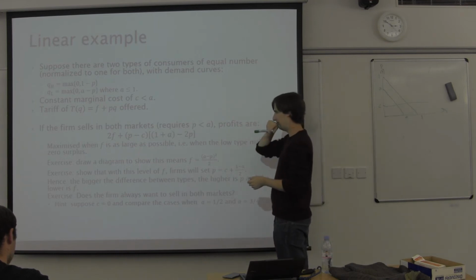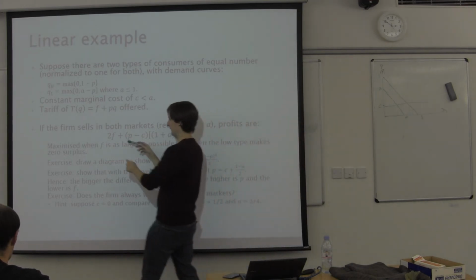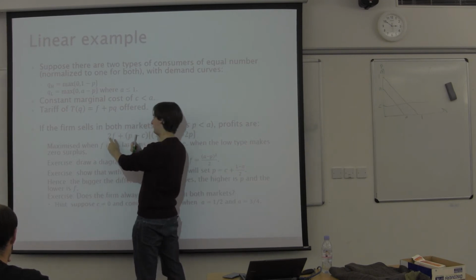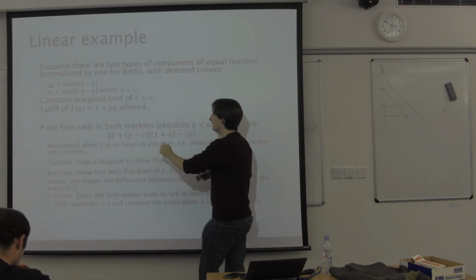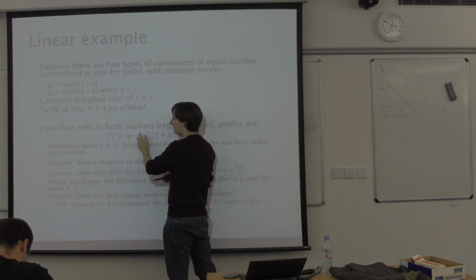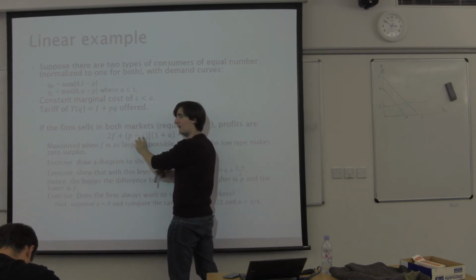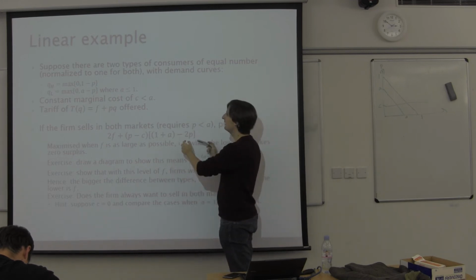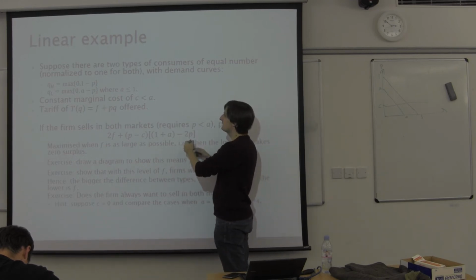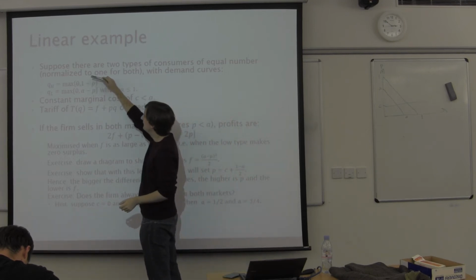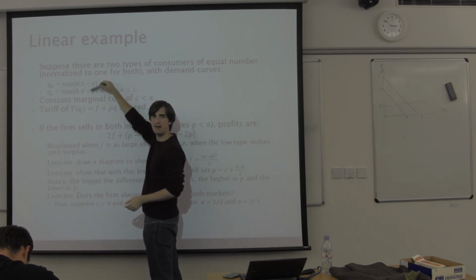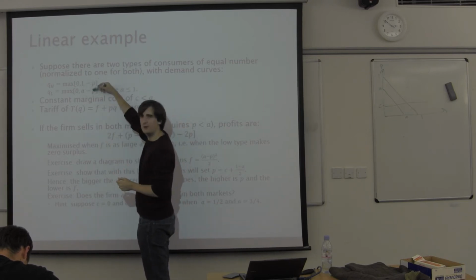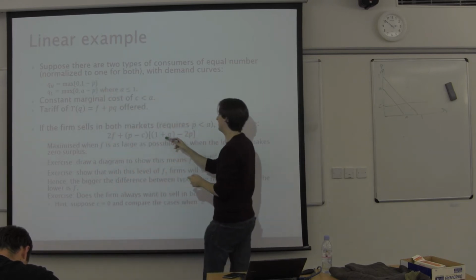And what are their profits going to be? Well, they get two lots of the fixed fee because both the high value types and the low value types are buying it. On each unit they sell, they make a profit of price minus cost. How many units do they sell in total? Well, they sell the sum of demand from the high types and low types. So 1 plus A minus 2P. And that's what we've got right.